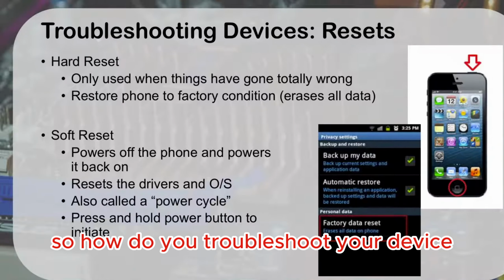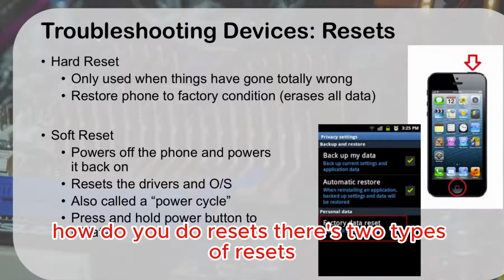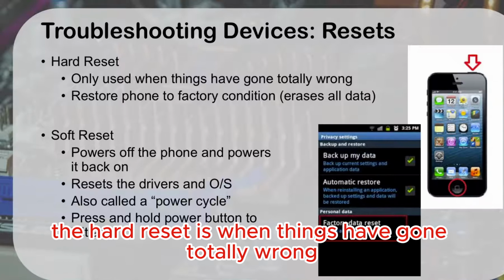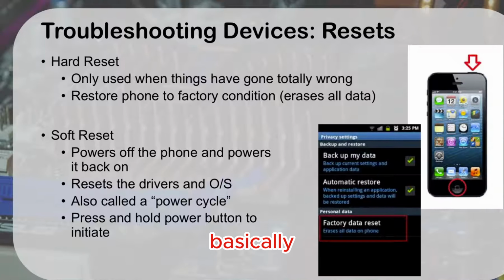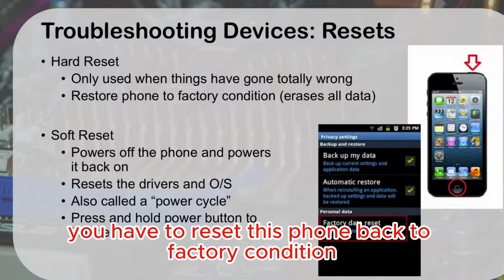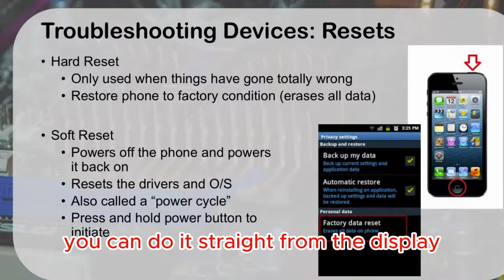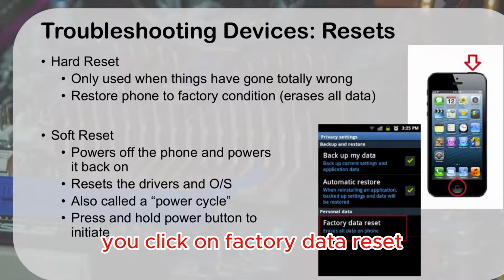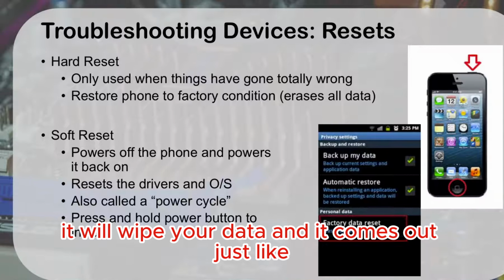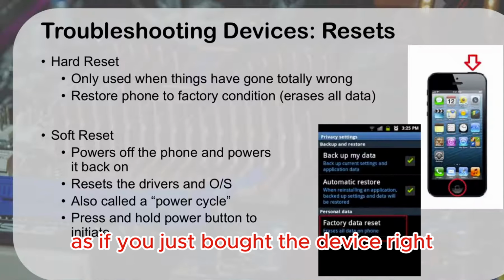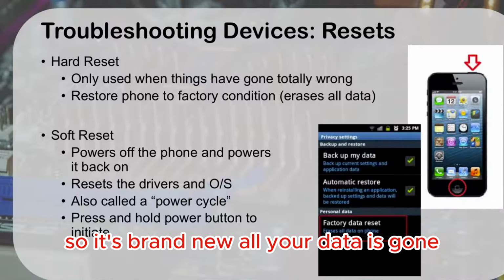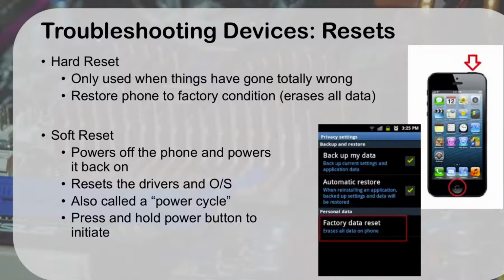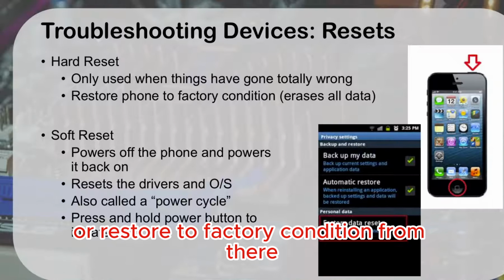So how do you troubleshoot your device? How do you do resets? There's two types of resets. There is the hard reset and the soft reset. The hard reset is when things have gone totally wrong. Basically, you have to reset this phone back to factory condition. On an Android device, you can do it straight from the display. You can see a picture here. You click on factory data reset. It will wipe your data and it comes out just as if you just bought the device, right? So it's brand new. All your data is gone. With an iPhone, you usually hook it up to iTunes and you can do a restore, either restore from backup or restore to factory condition from there.